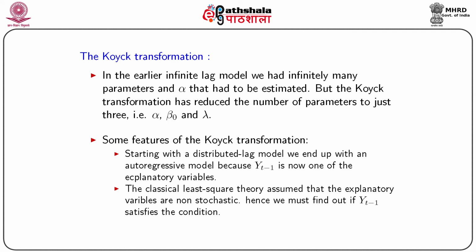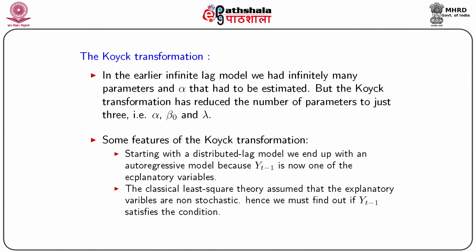Starting with a distributed lag model, we end up with an autoregressive model. We had seen in the previous model that if we go through the different steps of the Koyck transformation, what we ultimately get is a model that is written in terms of xt, xt minus 1 and yt minus 1. These are the variables on the right hand side and they write the model which we use to model our yt. So since we have yt minus 1 involved in the model used to predict yt, we now call it an autoregressive model.